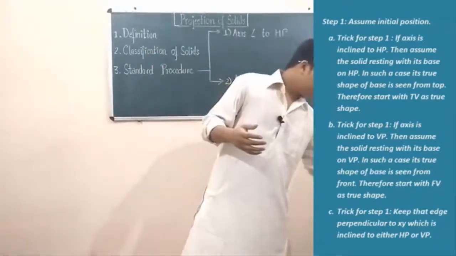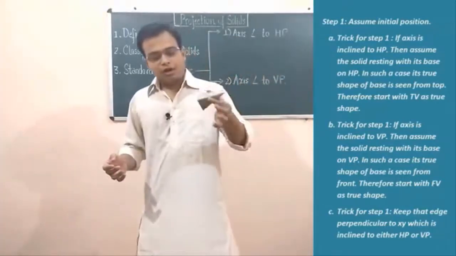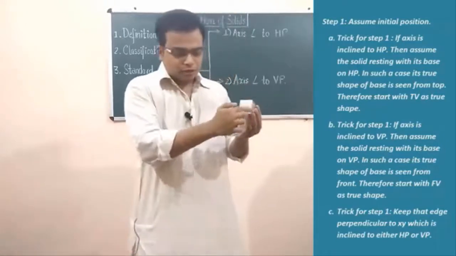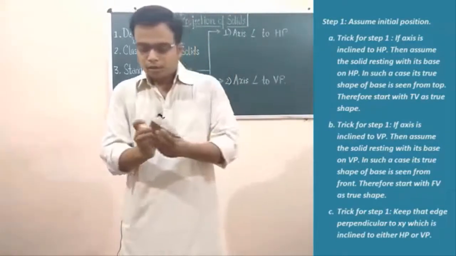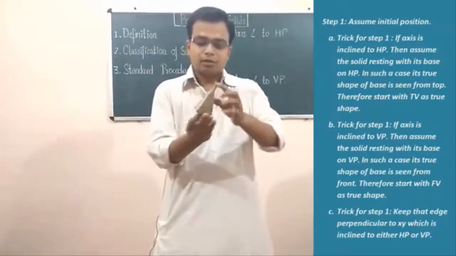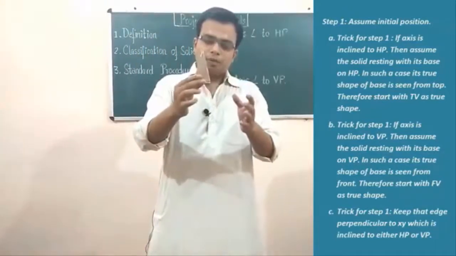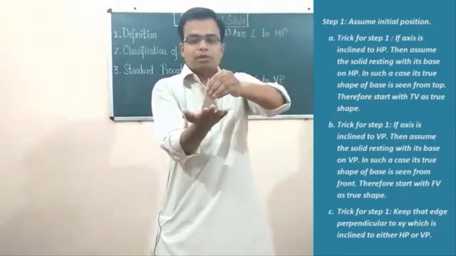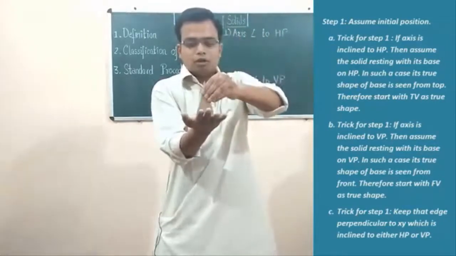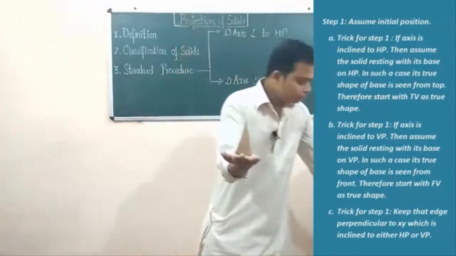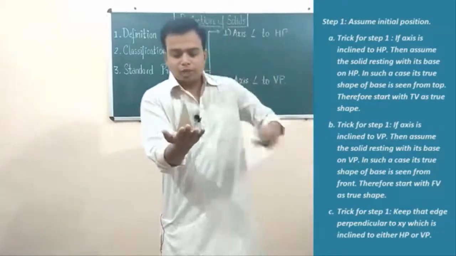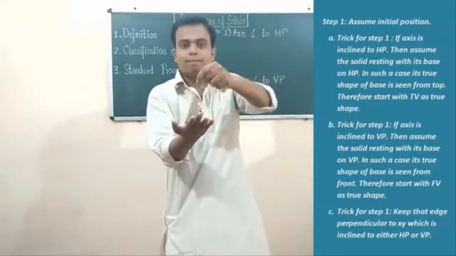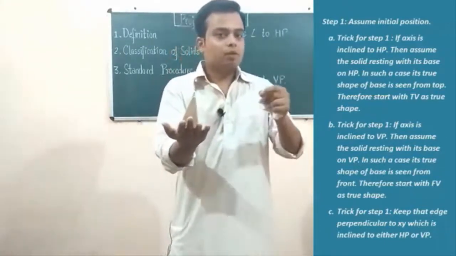Let me take one more example. This solid is what you call a square pyramid. The axis starts from the center of this square, at this point, until we reach here. So that's the axis. Sometimes you will be asked that the axis of this pyramid is inclined to HP. So our initial assumption is going to be like this: we assume that the entire solid is resting with its base on the horizontal plane. Then you just have to think from where you can see the true shape of this base. Obviously the true shape of the base can be seen from the top, and therefore we have to begin by making the top view first.